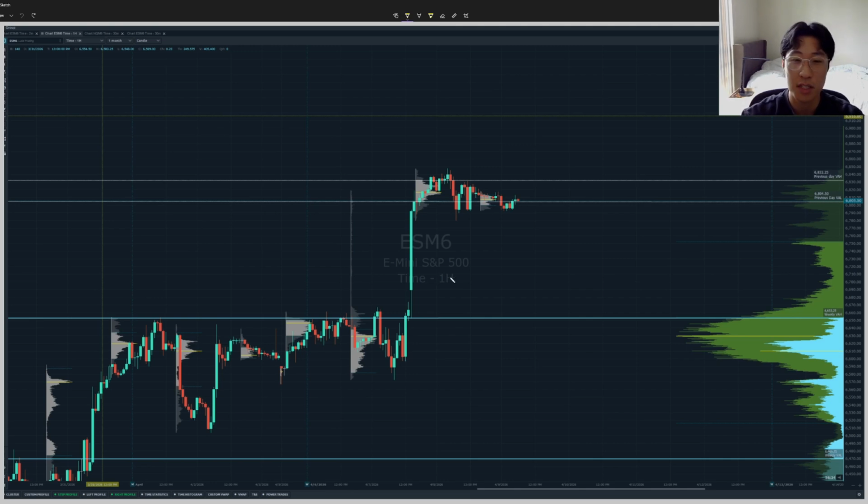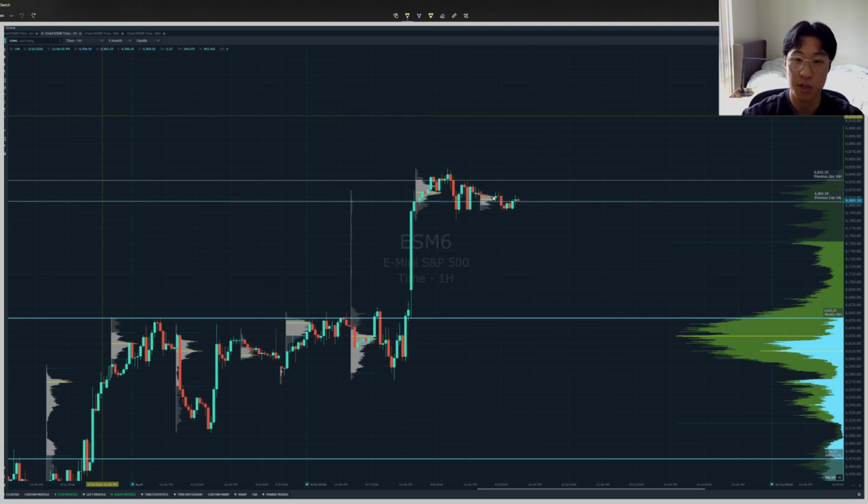So coming into our daily plan here, overnight, we attempted to break lower and we failed, right? Opening inside of previous day value areas, right? The day before, we had an insane move to the upside overnight, and then we just consolidated here.